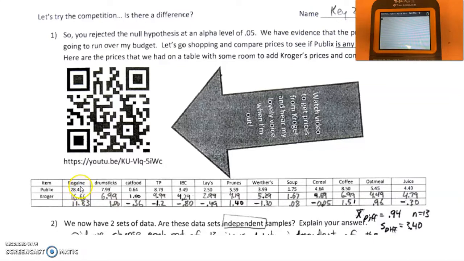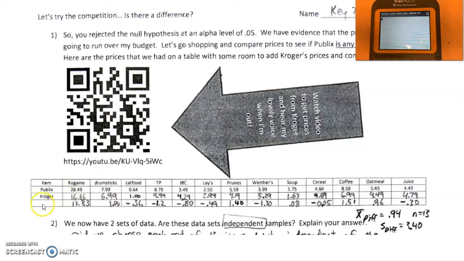but then when we got a second sample from Kroger, it was no longer independent because we went and specifically chose the Rogaine, the drumsticks, the cat food, so that it would be matched up with the Publix item. Can you imagine if we randomly picked 13 items from Publix and 13 totally independent, randomly selected items from Kroger, that we would most likely have completely different products, and is that a valid comparison? And I wouldn't think so. You really have to get the same products. So they're not independent samples.